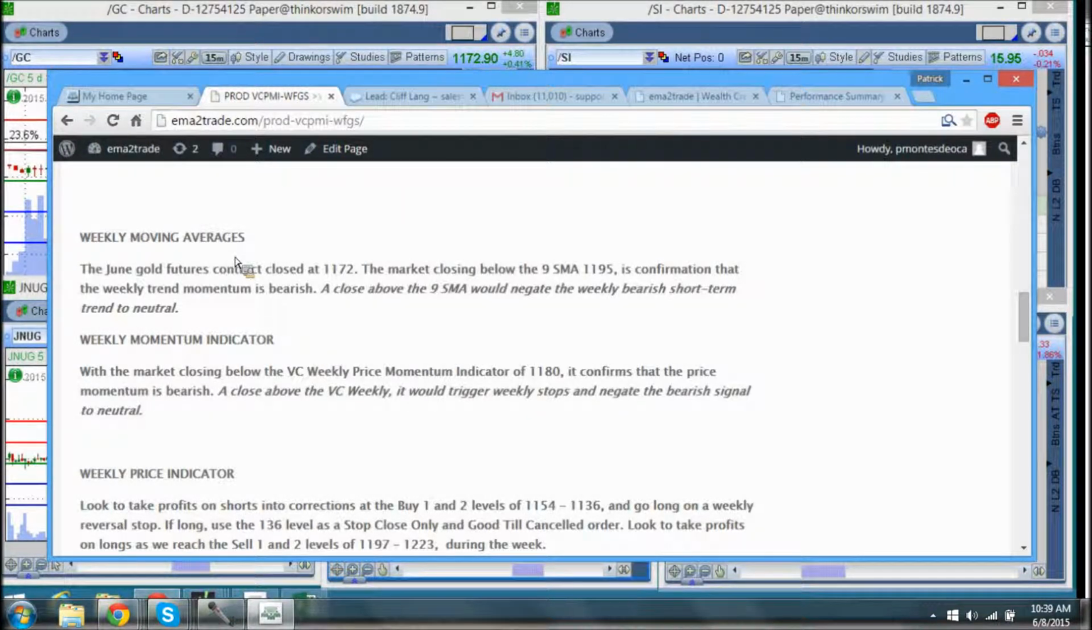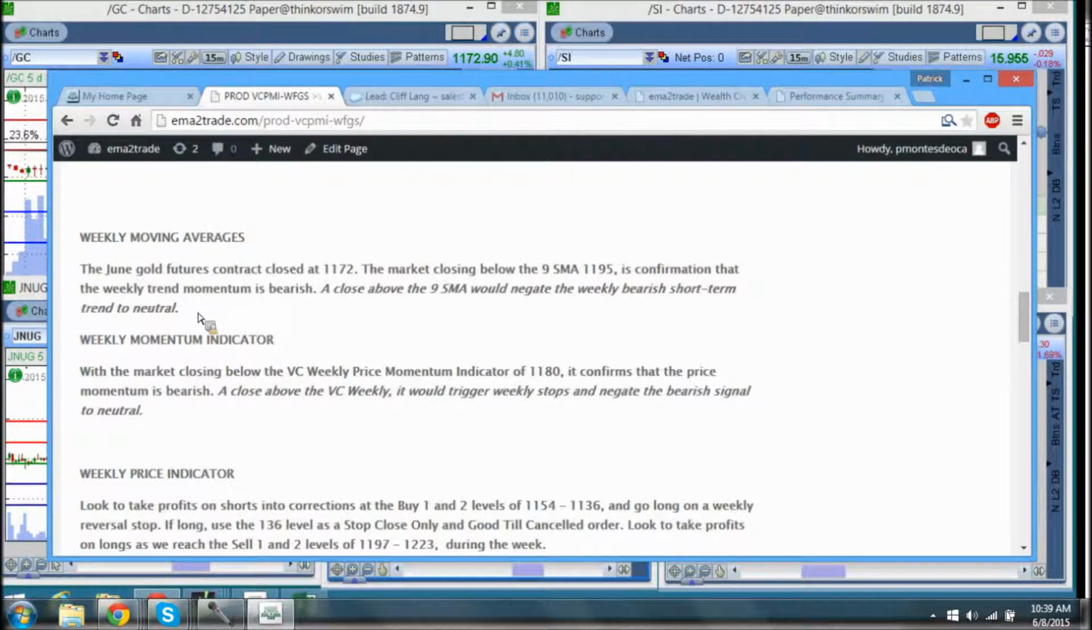And basically, what it tells you is, the first component, we use the moving averages, and it tells you that the June gold futures contract closed at 1172 on Friday, and that the market closing below the 9-day moving average of 1195 is confirmation that the weekly trend momentum is bearish. Now, the algorithm also gives you an alternate count, and it tells you a close above the 9-day moving average would negate the weekly bearish short-term trend to neutral.